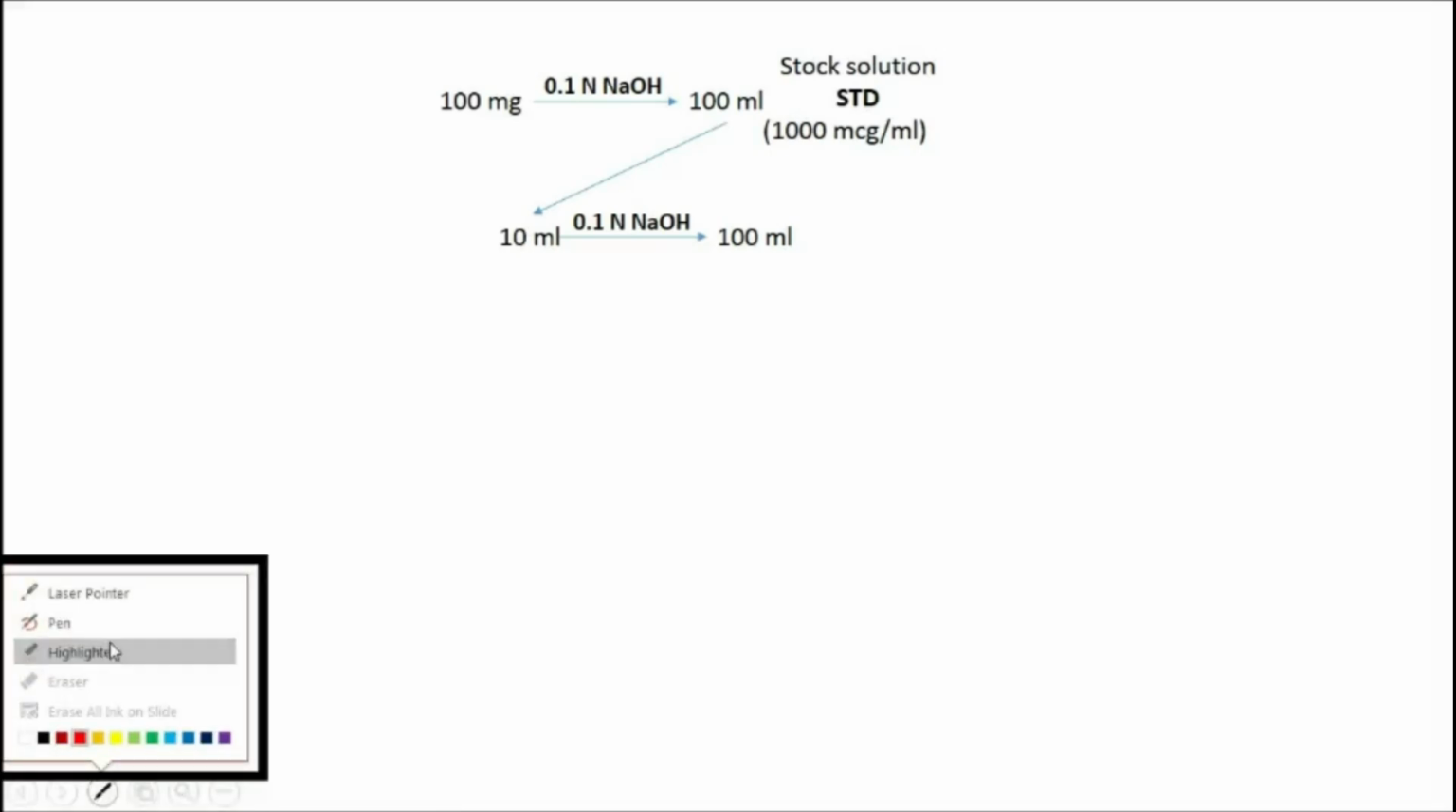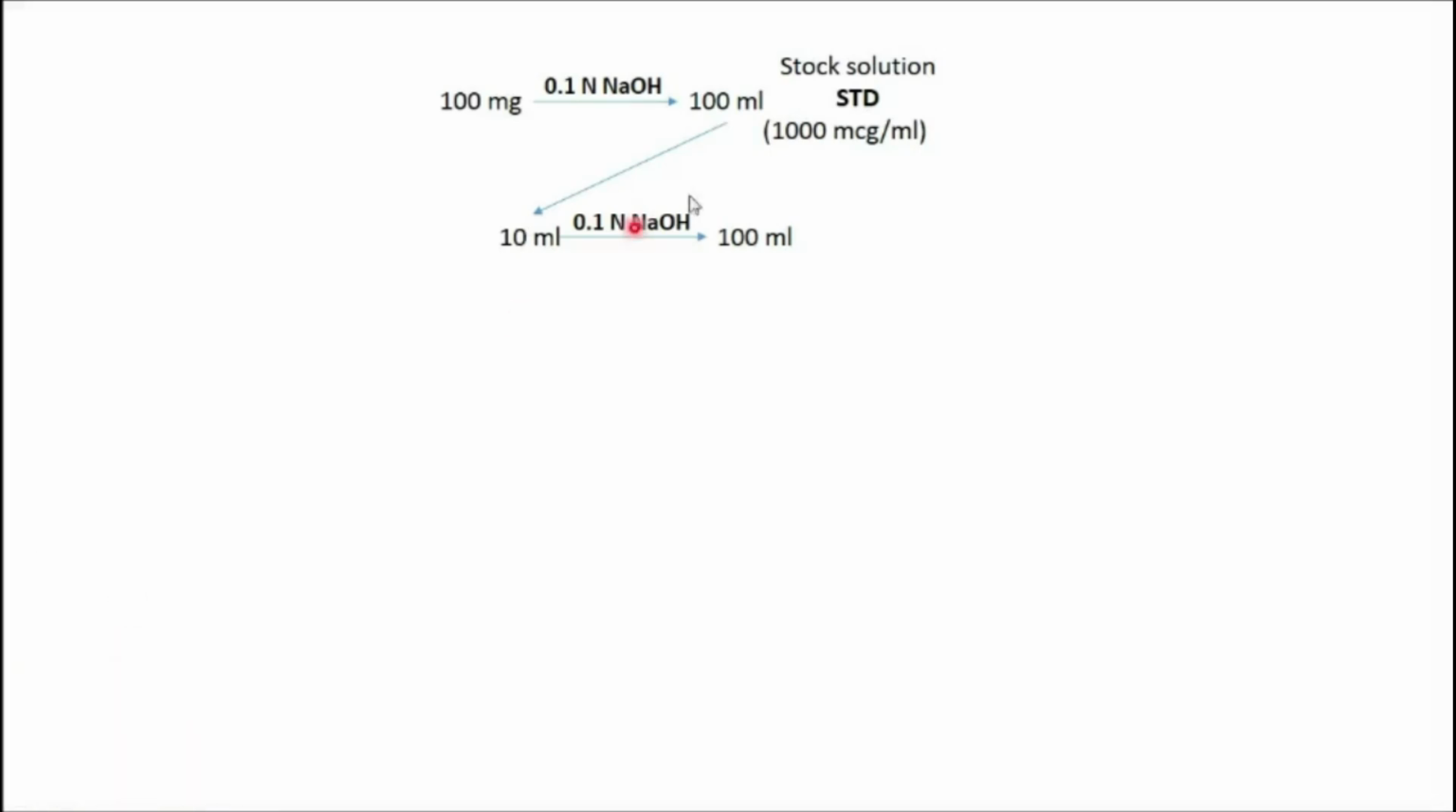Now this is the standard solution provided to you, and from this 100 ml you are going to prepare out 10 ml. This 10 ml solution you are going to make a volume with again NaOH to 100 ml. Now please focus that original solution was 1000 microgram per ml solution. From this solution you are preparing out 10 ml, diluting it to 100 ml.